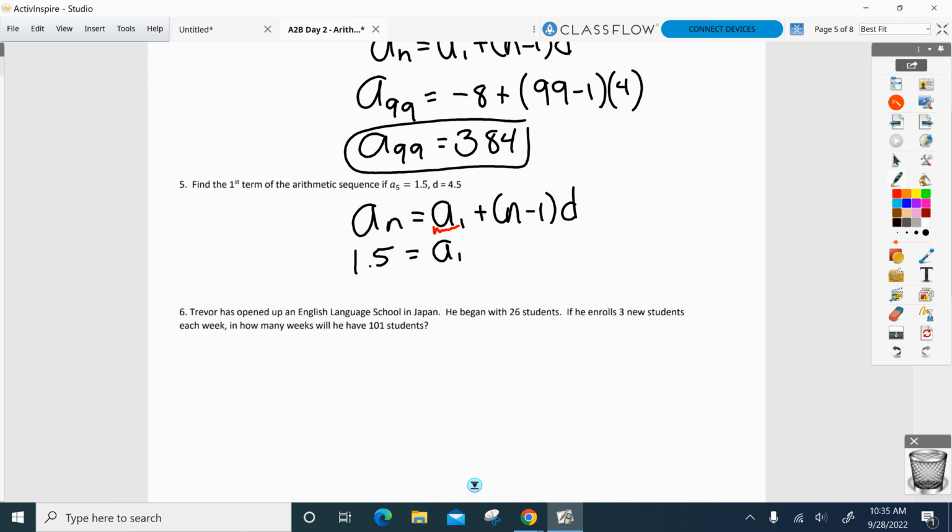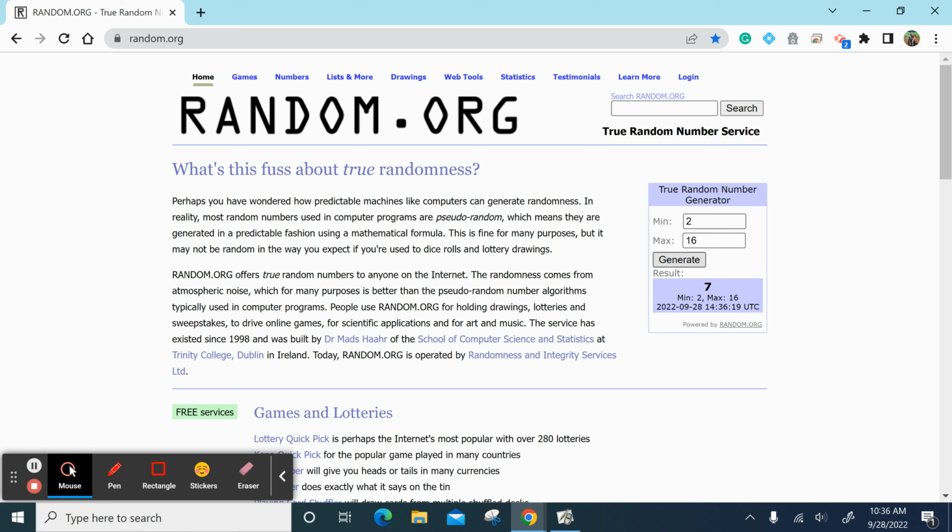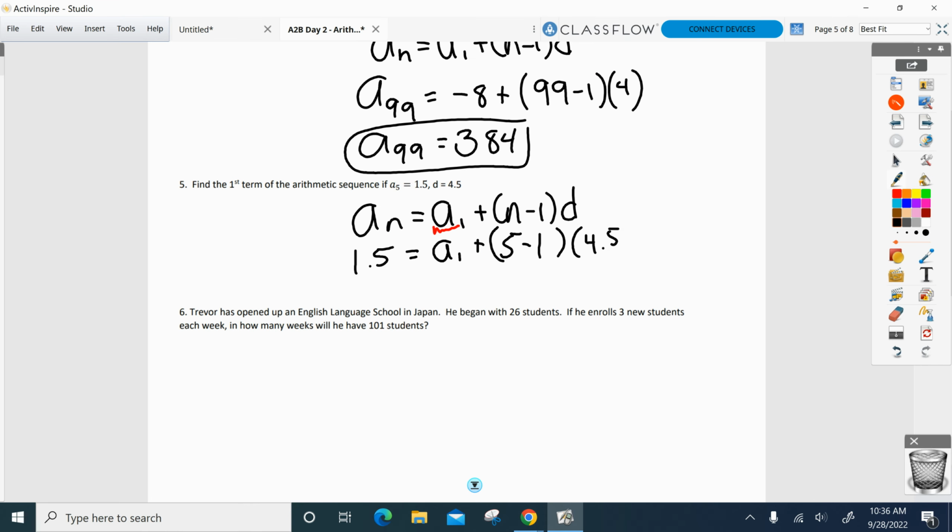a1. That's a1. I got to solve for it. Plus. Oh, here we go. This n depends on what you just put over here. I put 1.5 over here. What term is 1.5? That's the what term of the sequence? What term is 1.5? So that's what goes in for n. See the relationship? Whatever term you put here, I got to put its position in for n. 1.5 is the 5th term of the sequence, minus 1. And then what are you plugging in for d? No secrets here. 4.5 times 4. So now you can solve for the first term.